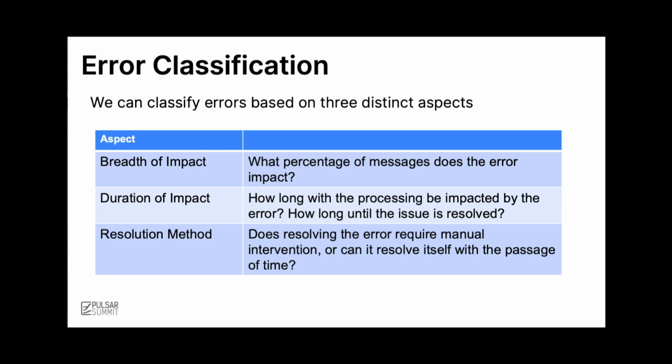Next is the duration of impact. How long will the processing be impacted by this error, and how long until it's resolved? This comes into play for things like networking issues or hardware failures. How long is it going to take? How long am I offline? How do we start buffering messages in this scenario? How are we going to recover those sorts of things?